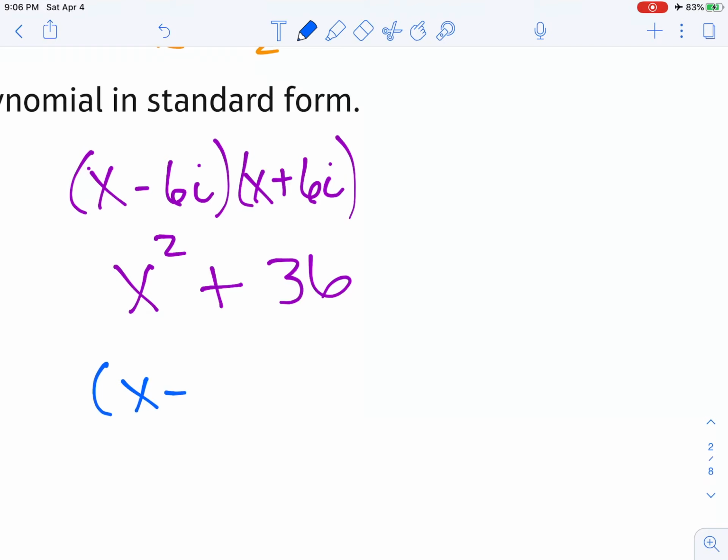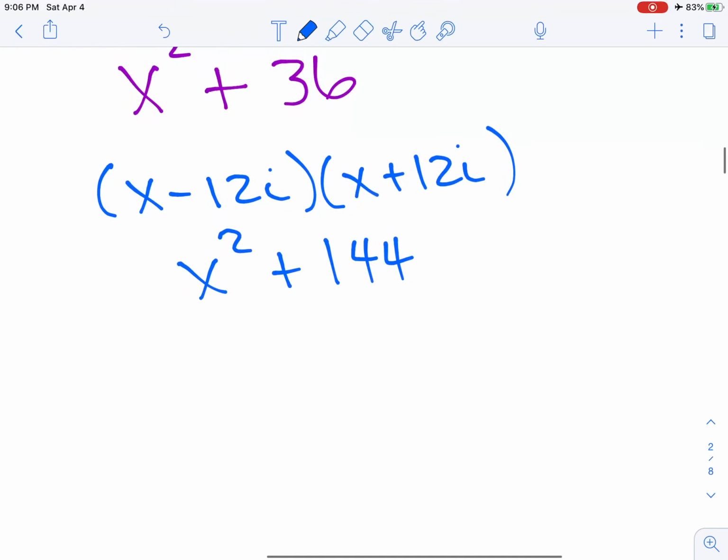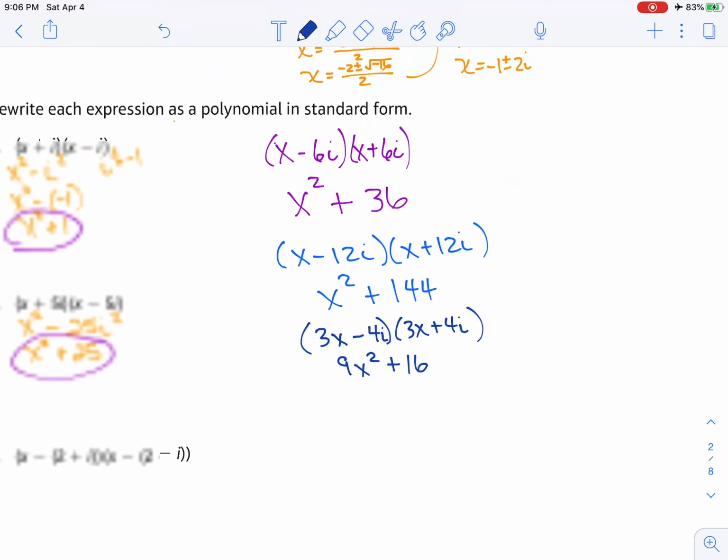Let's do another one. I have x minus 12i, x plus 12i. So I have the first one squared plus the coefficient squared. Let's try another one. We're going to do 3x minus 4i, 3x plus 4i. Ooh, I forgot the i's. Sorry. So this gets me 9x squared plus 16.